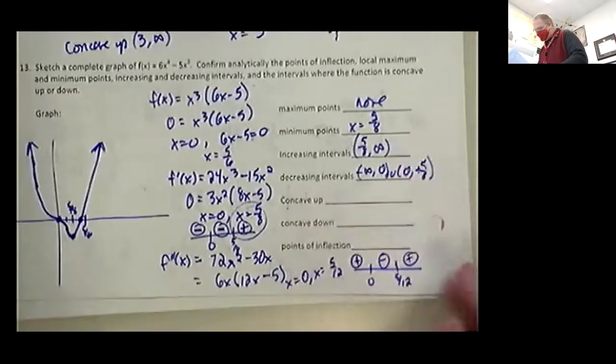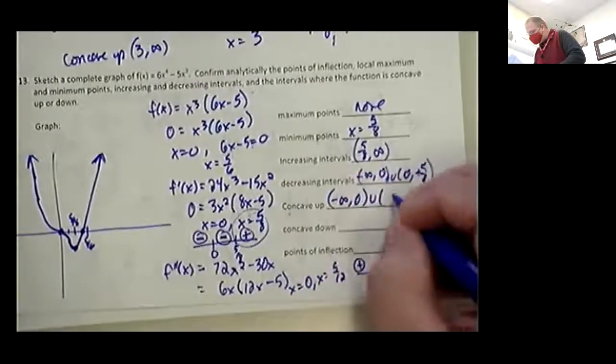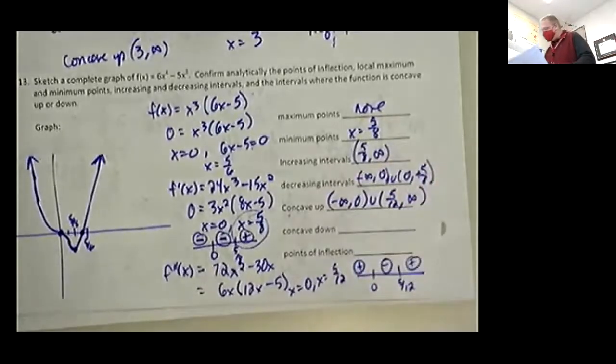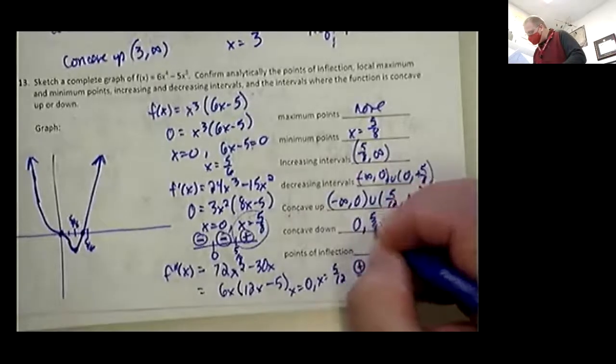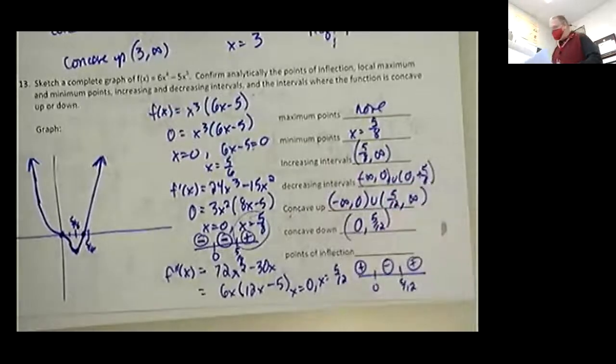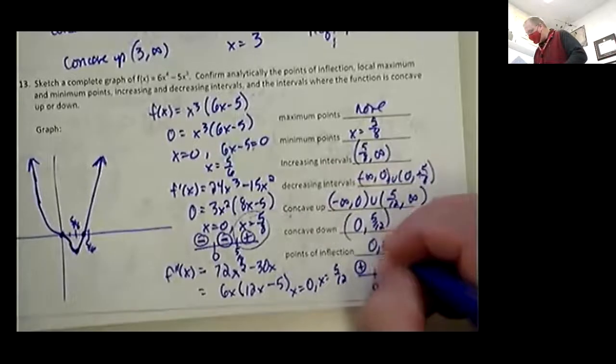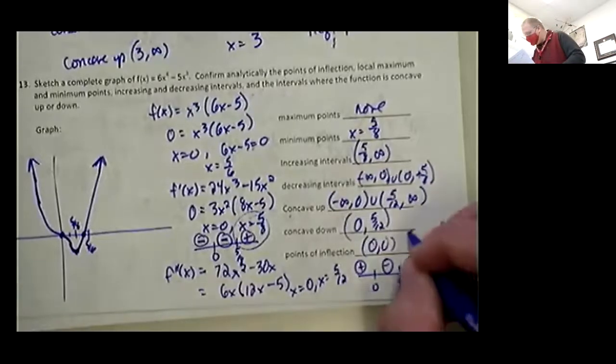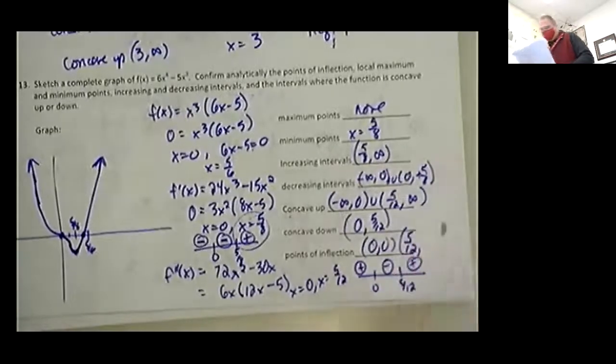We are concave up where the second derivative is positive, and that is negative infinity to 0, and 5/12 to infinity. We're concave down between 0 and 5/12. And then the only point of inflection was at 0, 0. No, there's a second point of inflection at 5/12, wasn't there? Whatever that y value is.